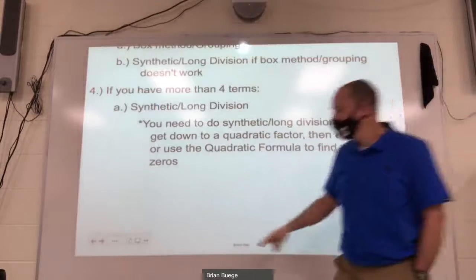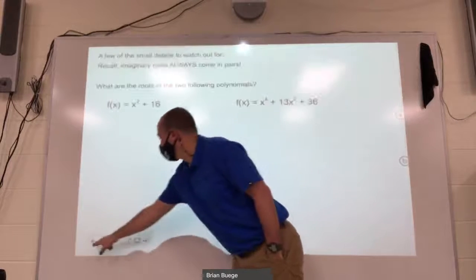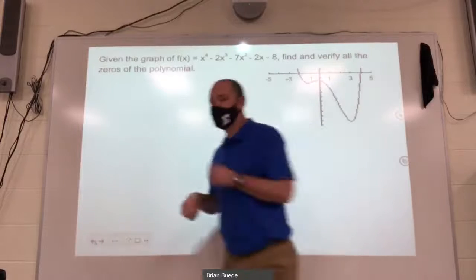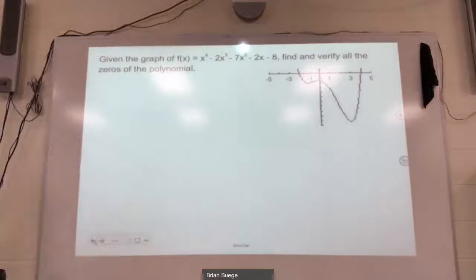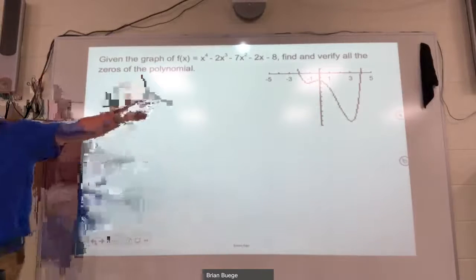Okay, so let's take a look at the next one. So let's kind of put this together. All right, so here's one of the examples I wanted to go over. So given the graph, there's our equation. I want you to find and verify all the zeros of this polynomial.